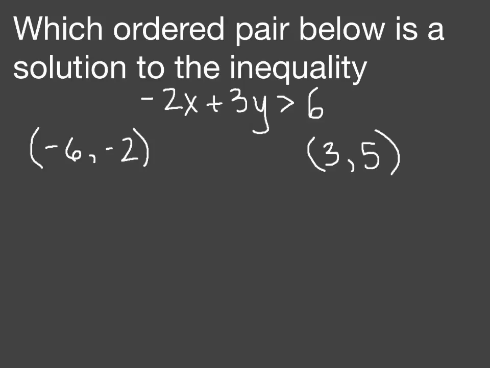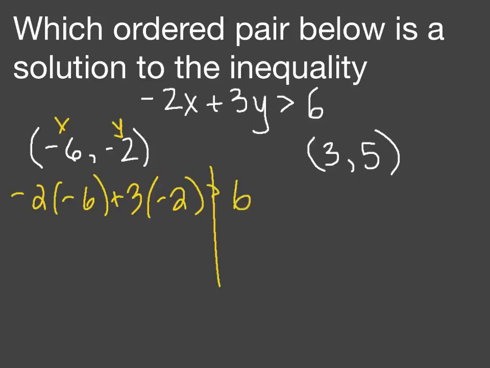So again, I'm going through, my first number's x, my second number's y, and I'm replacing, just putting right in where the x was and where the y was. And now I'm going to do some calculations. I'm going to take this one a little slower. -2 times -6 is a positive 12. 3 times -2 is a -6. Now 12 minus 6 is 6.